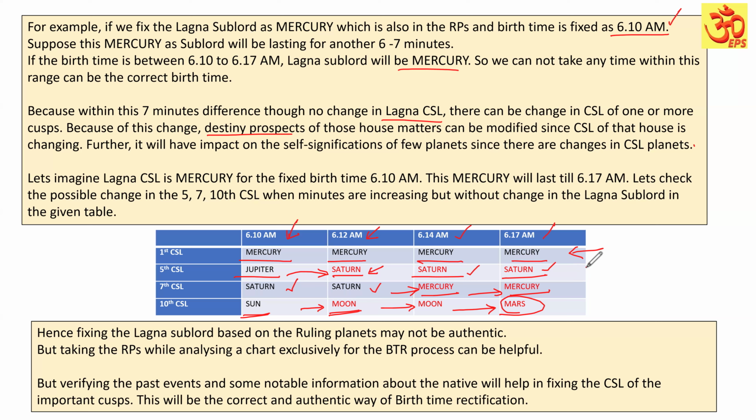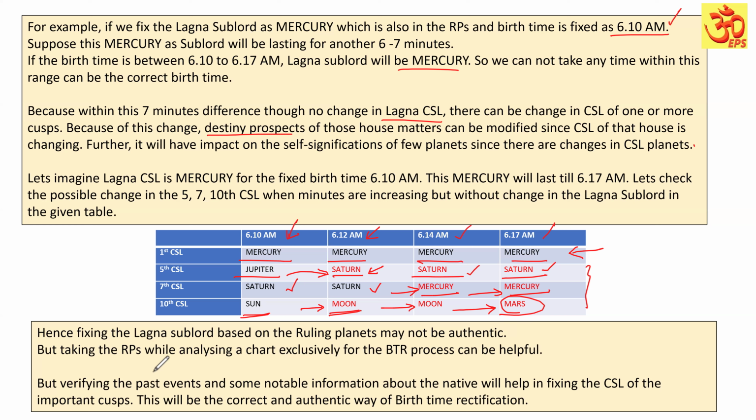Because the few minutes difference will not have an impact on the sublord of the Lagna, but it can have an impact on the other cuspal sublords. It will have an impact on the destiny and also the timing of events. I think we're able to understand. Hence, fixing the Lagna sublord based on the ruling planets may not be authentic.